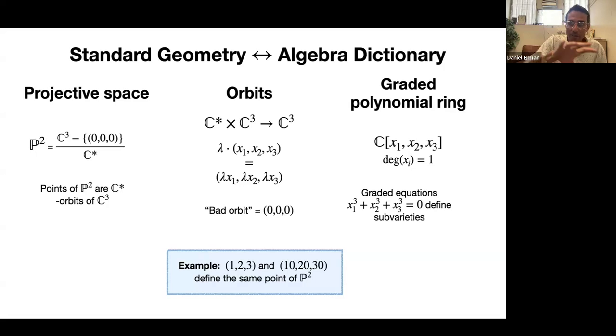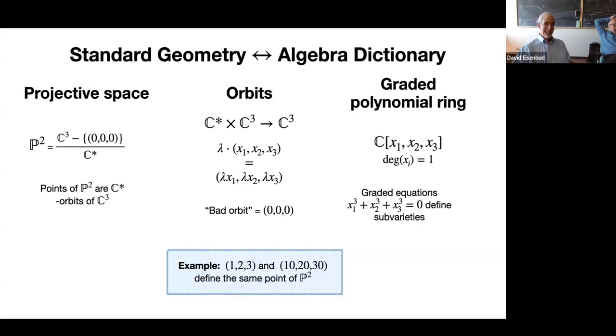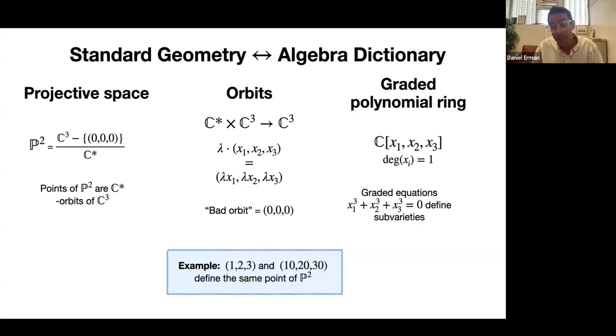I'll do it for projective 3 space. There's a few ways to view it. I think of projective 3 space. I meant projective 2 space, the projective plane. I start with an action. I look at a 3-dimensional vector space where I scale by lambda, the dilation action. And that corresponds algebraically to analyzing just the standard graded polynomial ring.